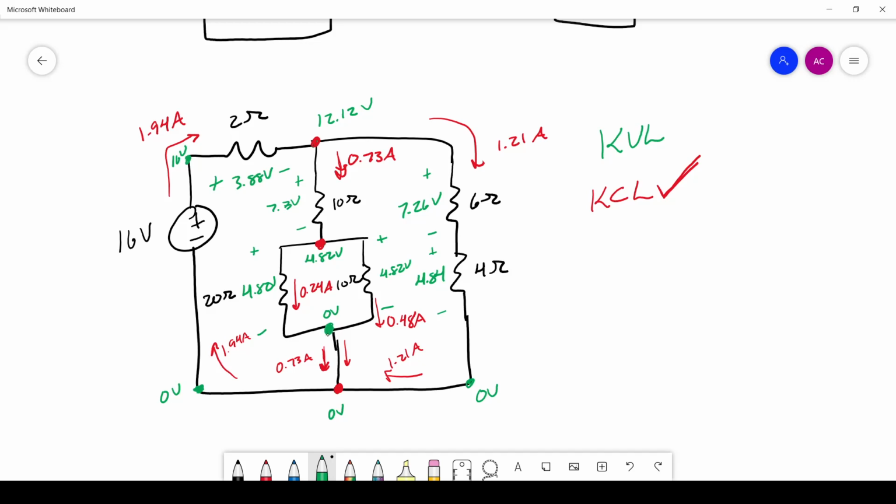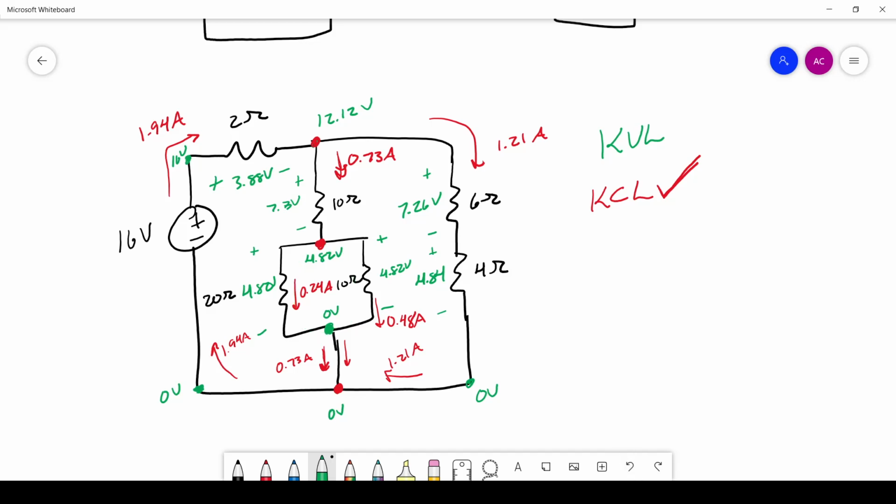We can start here at this 0 volt branch, and we can say, let's go across this left. Since we're going into the minus on this resistor, this is plus 4.82 volts. Then we have minus 4.82 volts. So that's satisfied. And if we go the other way, same thing. We're going into the minus port, so we have a voltage rise of 4.82 volts and a voltage drop of 4.82 volts. So it's satisfied going that direction as well.